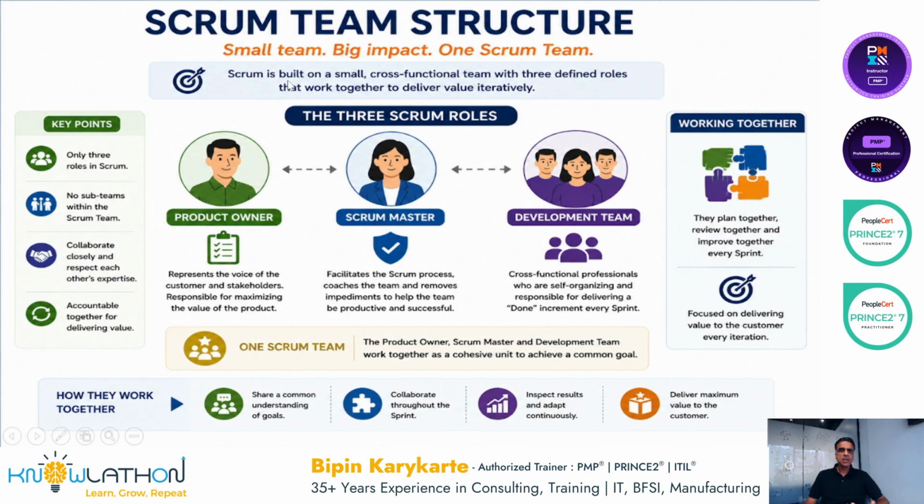So typically in the Scrum structure, the teams are small, but they have a big impact, and there is one team which is cohesively working together, right? So Scrum is built on a small cross-functional team with 3 defined roles that work together to deliver value iteratively. The key word here is cross-functional. Cross-functional is basically a team which is consisting of various skills and capabilities. We'll talk about it. So only 3 roles in Scrum, no sub teams within the Scrum team.